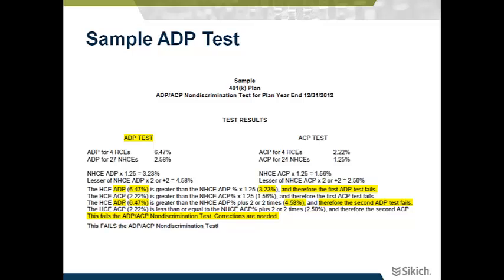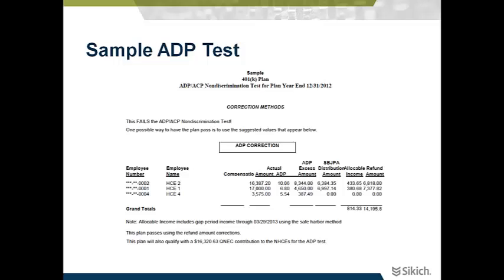And so what are our options? Well, one possible way to have the plan pass is to make refunds to the HCEs, and that's what our test is recommending. The amounts to be refunded are apportioned among the highly compensated employees in the order of the dollar amounts deferred or contributed. The HCEs who deferred the largest amount, or if this were an ACP test, the HCE who received the largest match or made the largest after-tax contribution, will receive the largest refund.